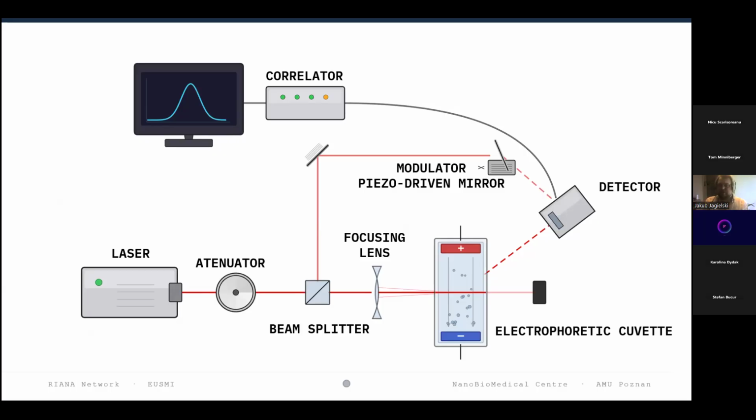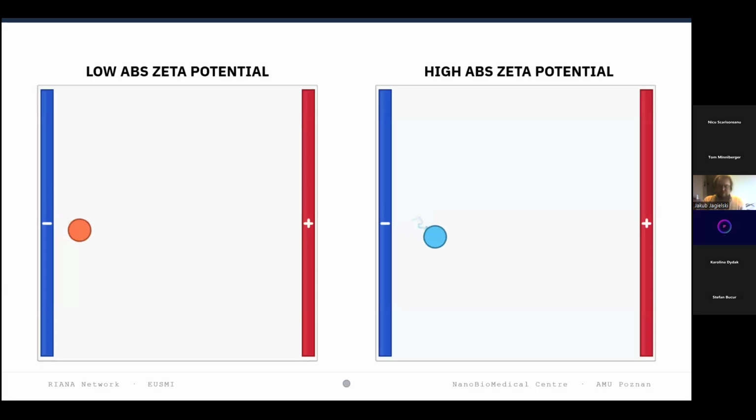The key difference from DLS is that here we use so-called heterodyne detection. The scattered wave differs from the reference beam by a small change in frequency, which we are not able to detect because of the technology we have. However, using so-called heterodyne detection, we make it possible.